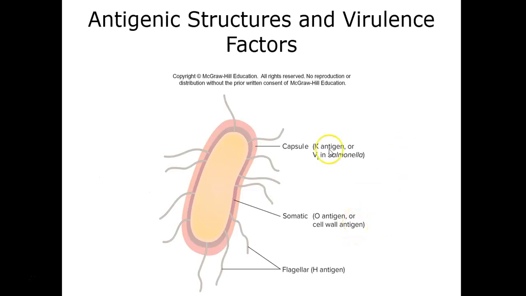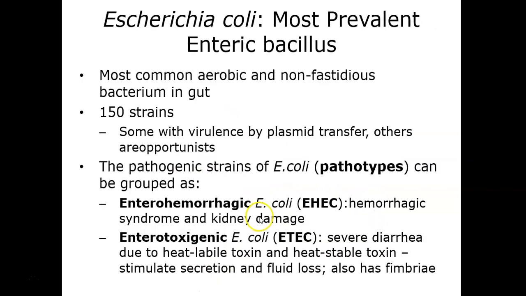So again, just a picture, capsule antigen is our K. It's that surrounding layer that protects the cell from phagocytosis, allows for attachment in some cases. We have the O antigen or the cell wall antigen. And then we also have our H antigen or flagella antigen. And again, they have the opportunity to possess an H and a K, but all enterics are going to have this O antigen for their cell wall. So let's talk about the most common of all of the enteric bacilli, and that being E. coli.